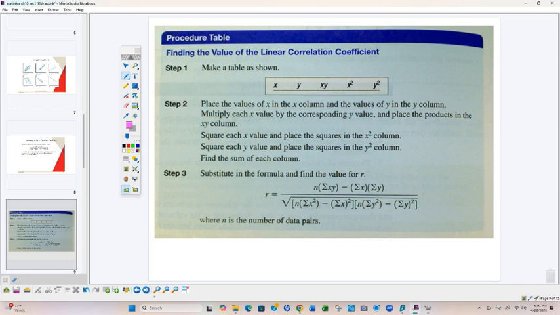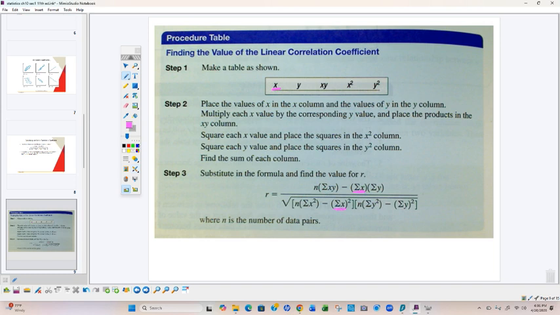Let's look at it on the next slide. So here's what you need in your chart: X times Y, X squared and Y squared. So you are going to make a chart with 5 columns. Now what I want you to notice is in this formula, we're going to add them up, and that's where the summation comes from. In this formula, the sum of the X column, you're going to put here and you're going to put here.